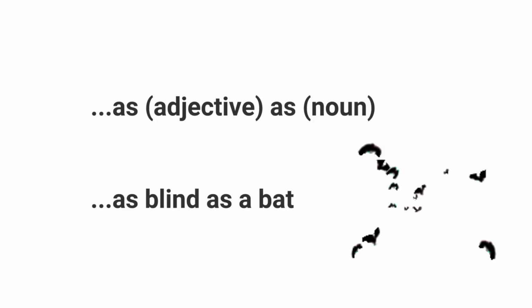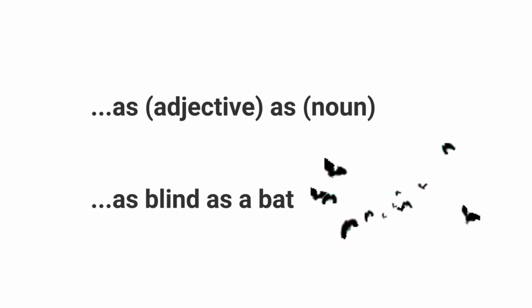All of these expressions are quite informal and colloquial and are very often used in a funny way. The structure of these, as we can see, is as, adjective, as, noun. So we see as blind as a bat, and all of the other expressions we're going to look at today follow this same structure as well. So let's dive into them and look at the next one.